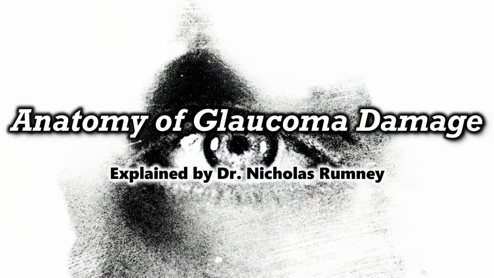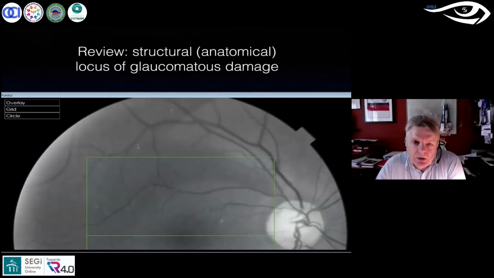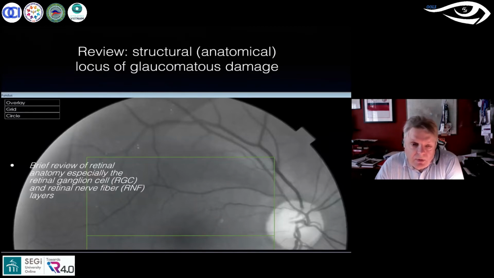First of all, what we have to do is a little bit of revision. We want to think about the structural, that is the anatomical locus or position of glaucomatous damage. I'm just going to leave that picture on the screen for a moment. You can all make your own mind up at what you're looking at there. We're going to do a brief review of retinal anatomy, especially the retinal ganglion cell and the retinal nerve fiber layer, and a reminder of where glaucomatous damage occurs that you might see on a fundus photograph.